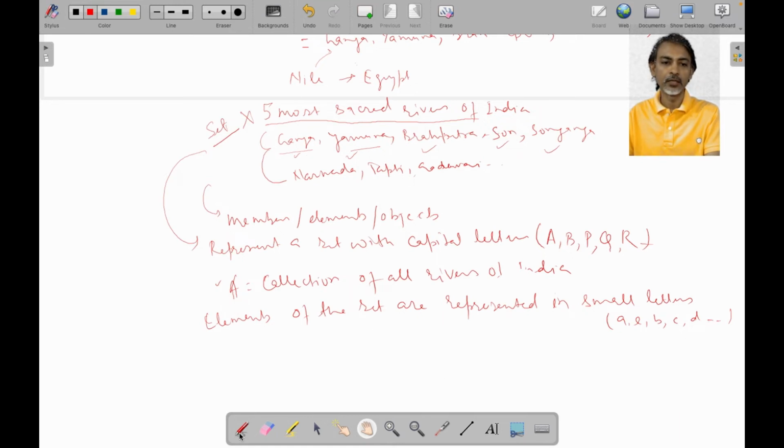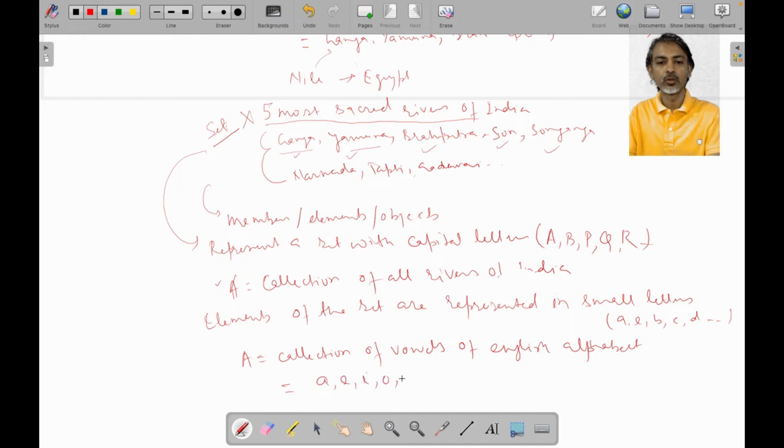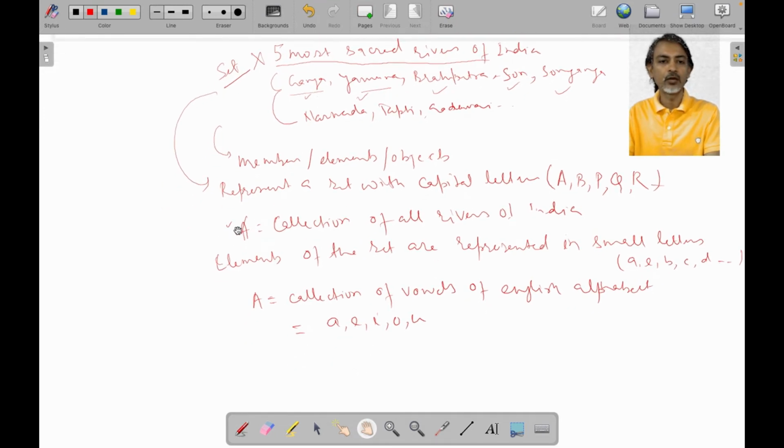So for example, let's say set A is a collection of vowels of the English alphabet, then the elements would be a, e, i, o, u. This is how we will write in small letters, right? Now we have understood how to represent the set, how to write the elements, and we also understood what these elements or members or objects are called.